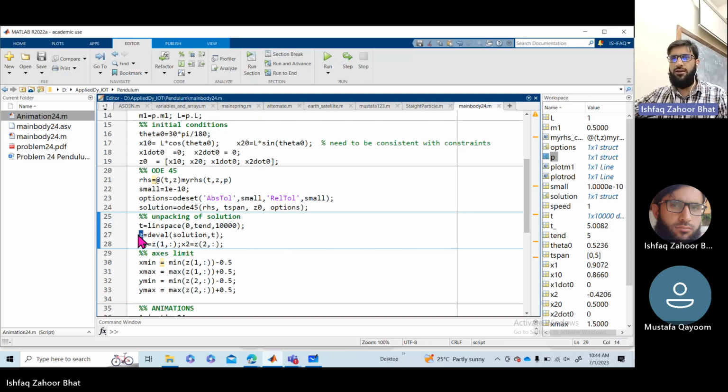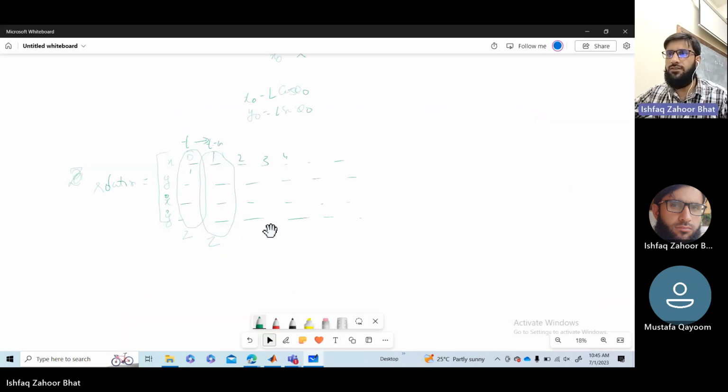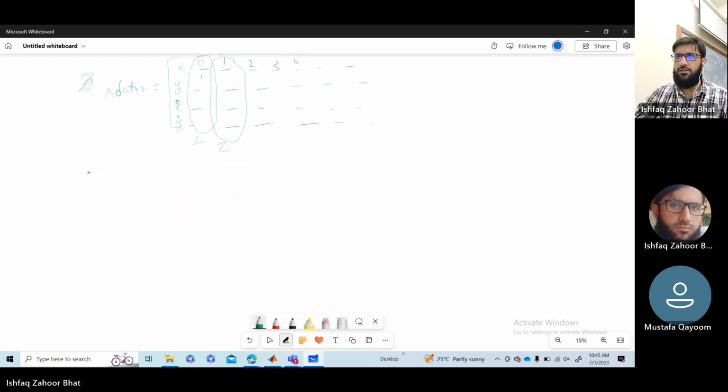Now what is this z vector? This z vector is nothing but the solution x, y, x dot, and y dot. Sorry, y dot. At 0 time, at maybe 0.1 time, at 0.2 time. So we have taken 1,000 time steps. At each time we calculate x, y, x dot, y dot similarly. So there will be a row for each.